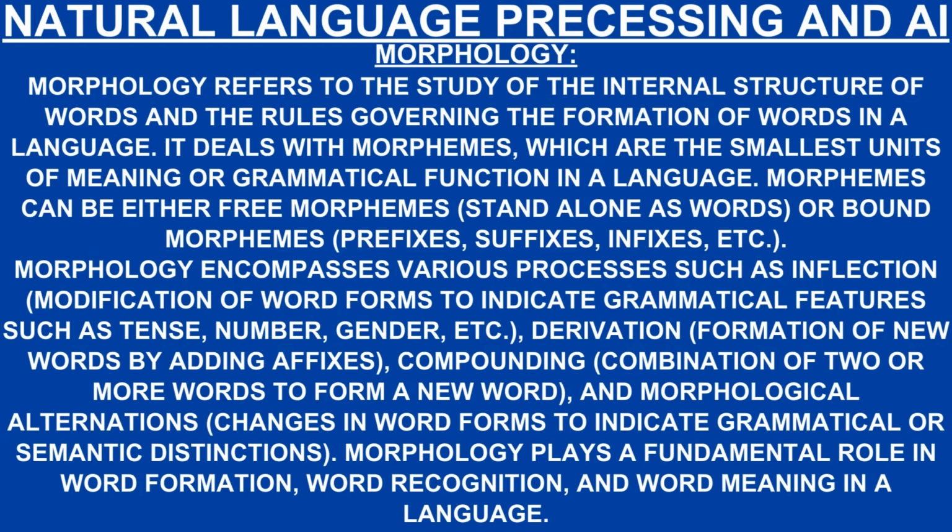Morphology encompasses various processes such as inflection, modification of word forms to indicate grammatical features such as tense, number, gender, etc. Derivation, formation of new words by adding affixes. Compounding, combination of two or more words to form a new word. And morphological alternations, changes in word forms to indicate grammatical or semantic distinctions. Morphology plays a fundamental role in word formation, word recognition, and word meaning in a language.